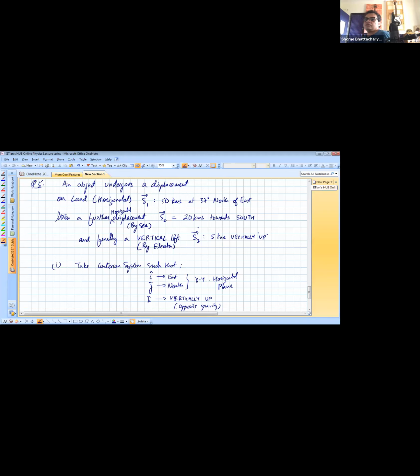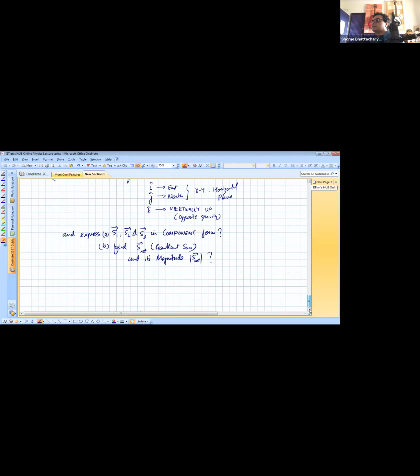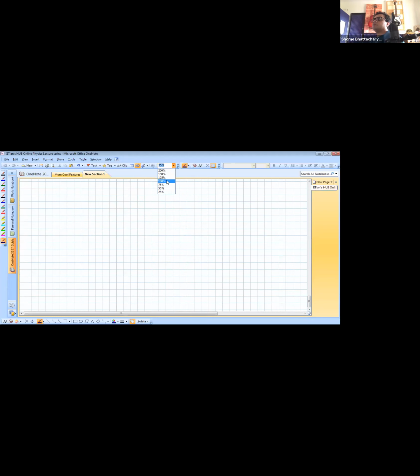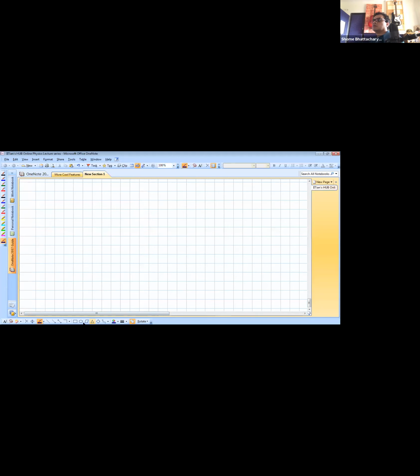The resultant magnitude is 25, is it? Okay, so let's check it out. Okay, so let me first try and draw a three-dimensional diagram to explain what is happening here. So if I attempt a three-dimensional diagram, it will be something like this. Let's say this is your horizontal XY plane, in which this is your y-axis pointing north, this is your x-axis pointing east, and this is basically a horizontal ground.